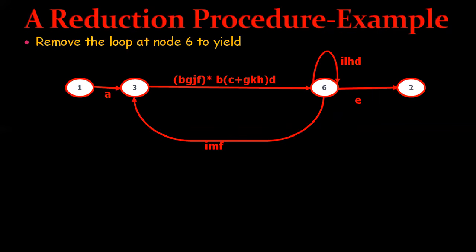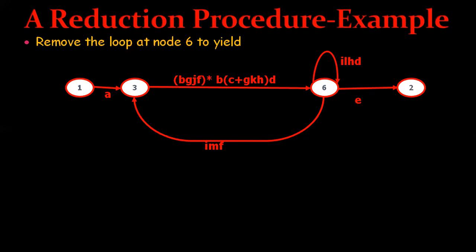If I remove the node 6, before removing the node 6, there is a self loop. So when I remove this self loop, see here we are going from 6 to 2. So this particular thing will get updated when I remove this loop, and this particular thing will also get updated. When I remove the self loop, it will be ILHD star. So that effect will be on this particular path and this particular path. So if you can see, it will be changed like this: ILDH star G, ILDH star IMF.